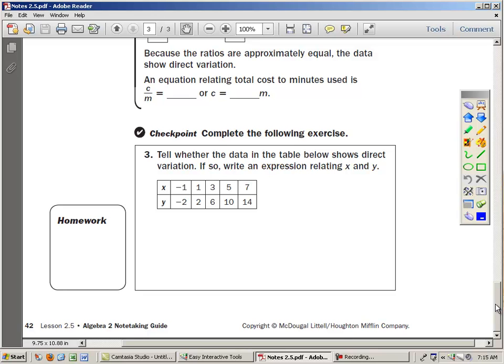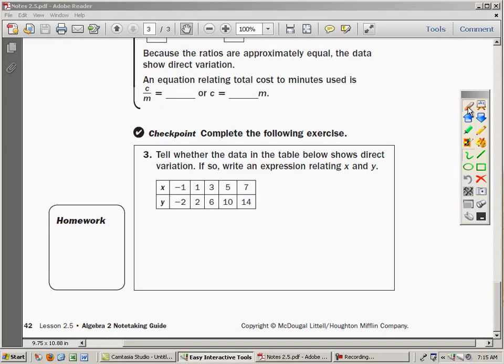All right, so if y varies with x, that says that a is going to be y over x. Once again, taking the equation y equals ax, divide both sides by x, we can solve for a, and so a is equal to the ratio of y over x. If that ratio of y over x is constant, then we can say that this does vary directly. So let's go ahead and start dividing.